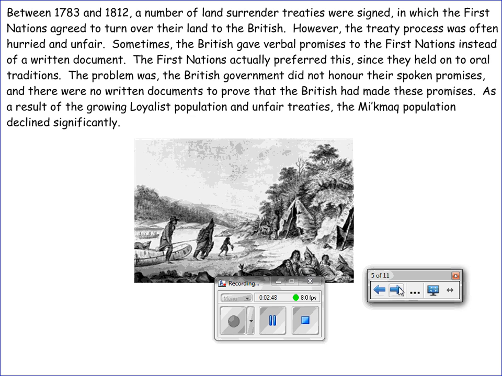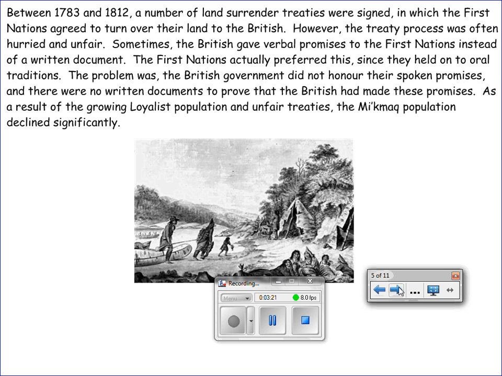Between 1783 and 1812, a number of land surrender treaties were signed in which the First Nations agreed to turn over their land to the British. However, the treaty process was often hurried and unfair. Sometimes the British gave verbal promises to the First Nations instead of a written document. The First Nations actually preferred this since they held on to their oral traditions.